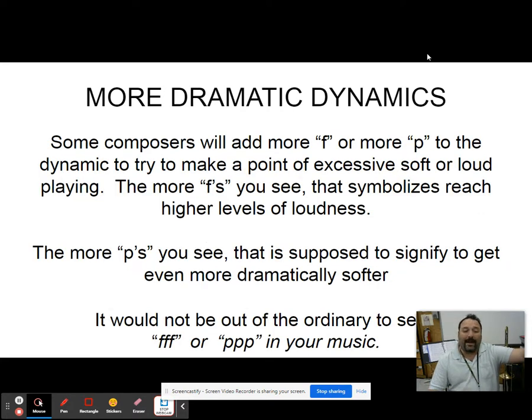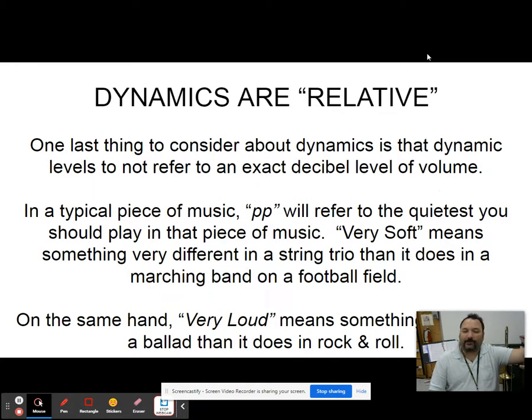Now, there are some more dramatic dynamics. You could have 3 Fs or 4 Fs or 5 Fs, 3, 4, or 5 Ps, something that contemporary composers like to do. In the end, the more Ps, in theory, I guess, the softer you're supposed to be, but the more Fs, the louder you're supposed to be. But in all reality, all of your dynamics are relative to each other. So if you have music that starts at mezzo forte and it goes down to mezzo piano, piano, double P, triple P, quadruple P, quintuple P, it just means that the 5 Ps is going to be the softest that you're going to play in that song. And the loudest you're going to play is mezzo forte.